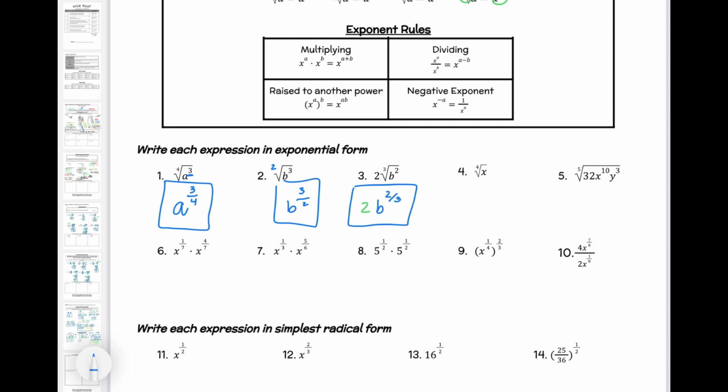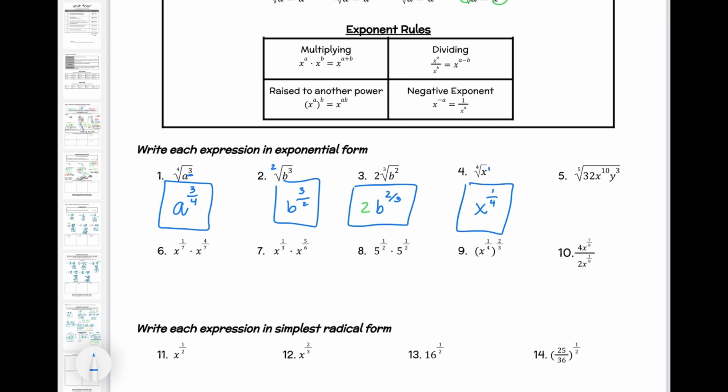All right, and the next one is just like our example up top. We have a 1 on this x inside, so this would just be x to the 1 over our index, which is 4. This next one is where it gets a little bit trickier. We have a number inside and we have a 5th root.